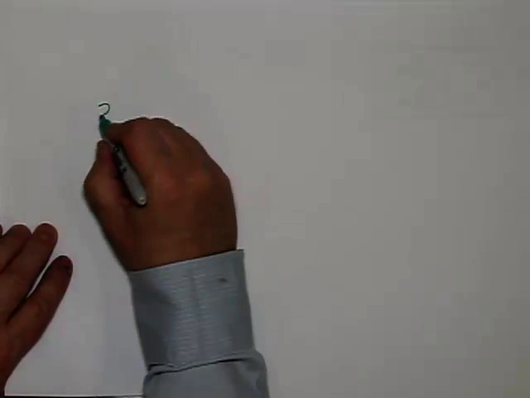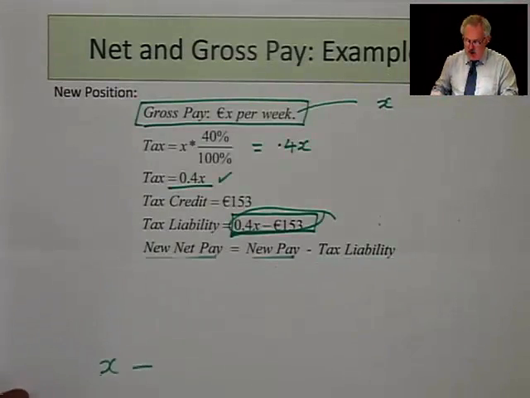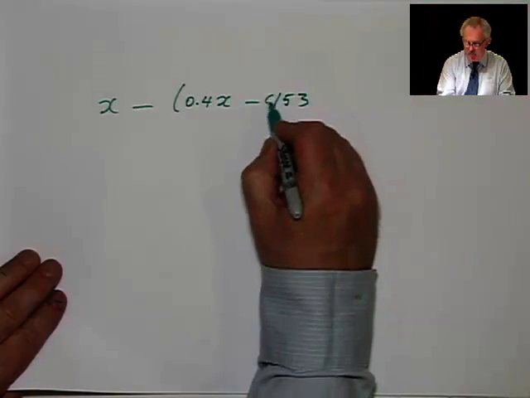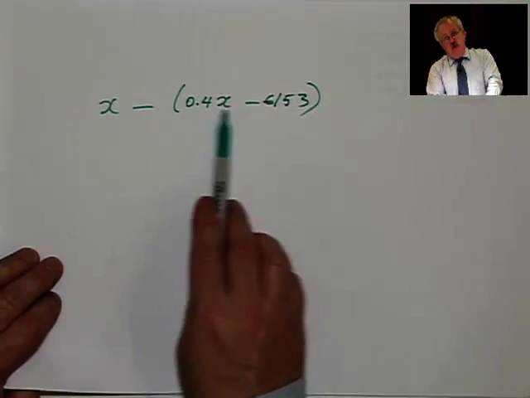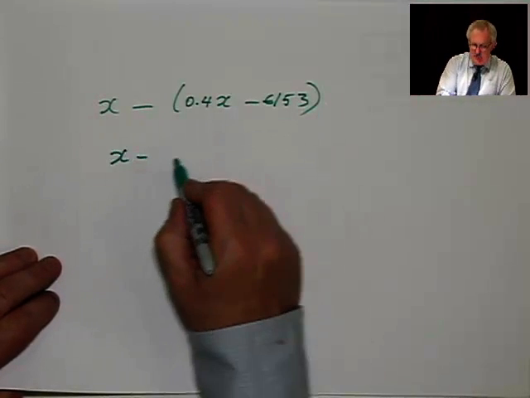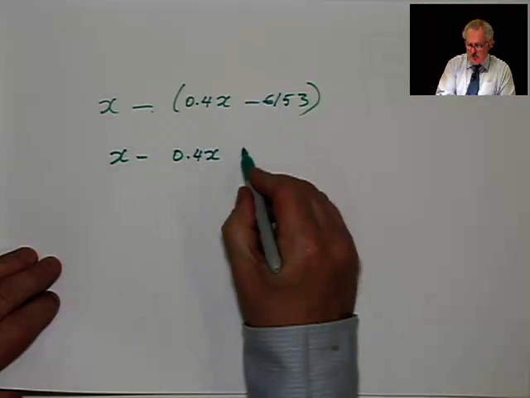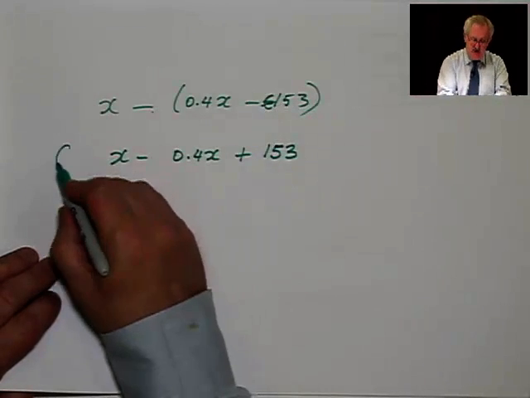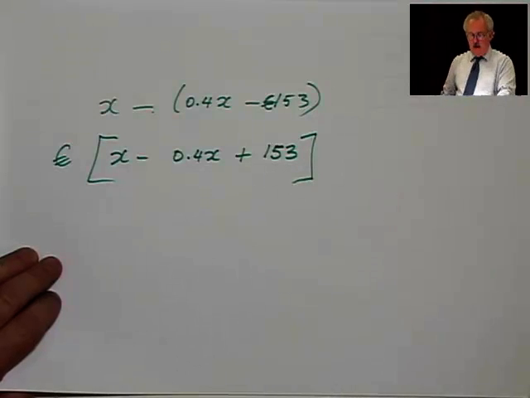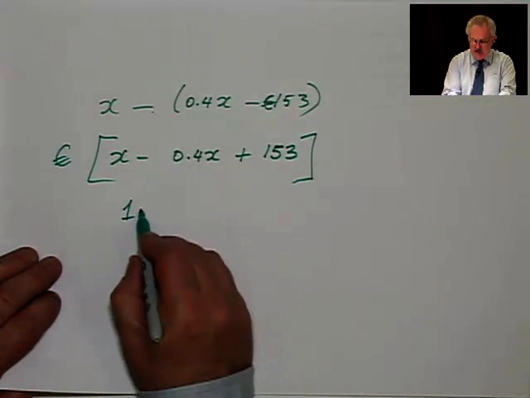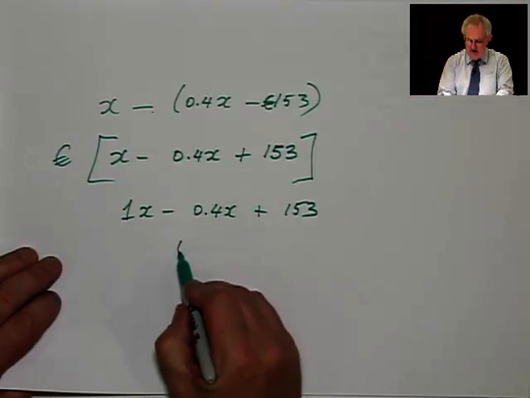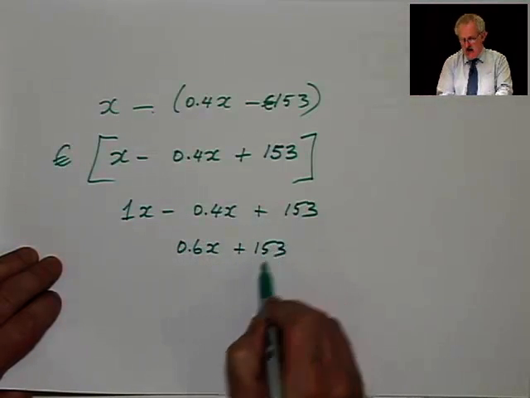So we do some slow work on that there. We're saying that the new net pay is X minus, and we have it here, 0.4x minus 153, all in brackets. Now, putting the bracket in and distributing it all the way across, we get x minus 0.4x, and minus by minus is plus 153. We don't have to put in the euro sign because the euro sign applies really to it all, so we could leave that out. Now, x minus 0.4x is really 1x minus 0.4x plus 153. And 1 minus 0.4 is 0.6x plus 153.